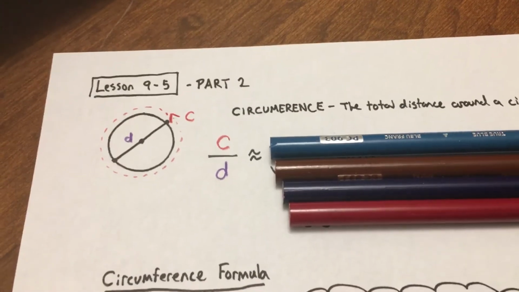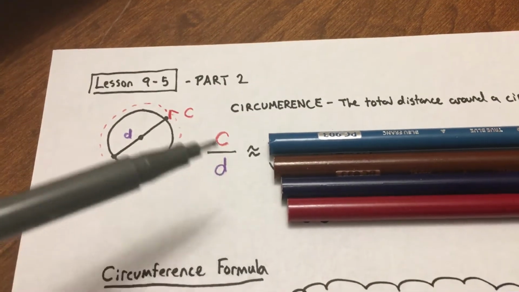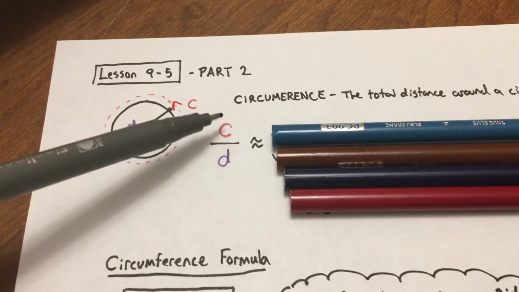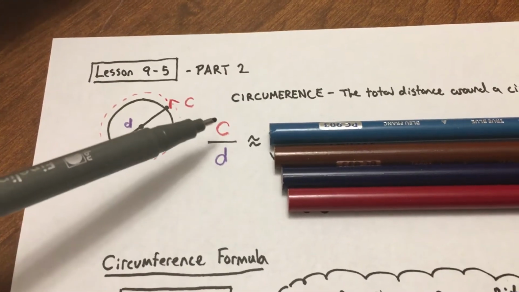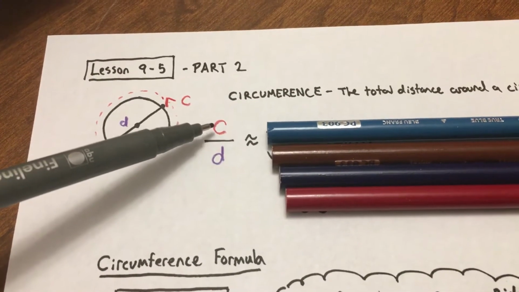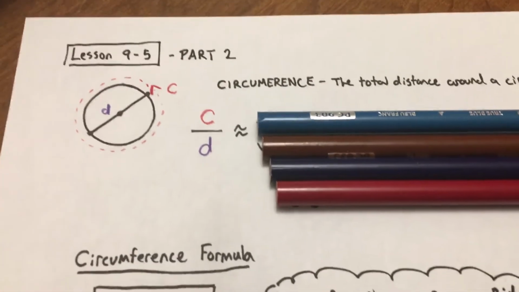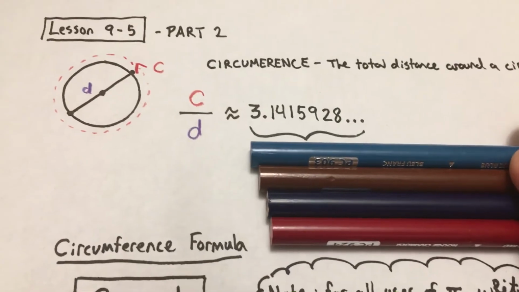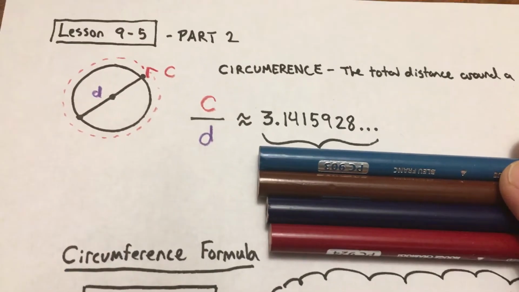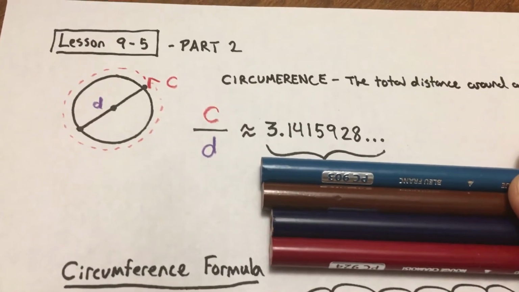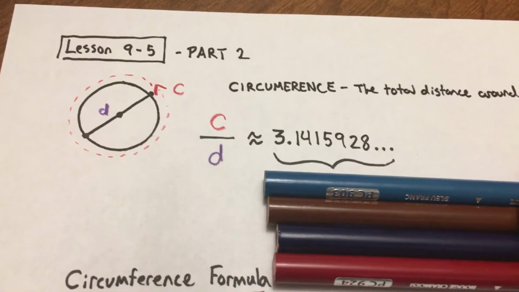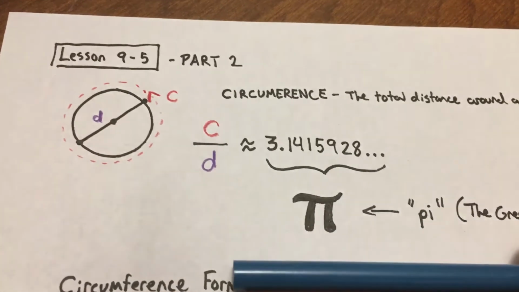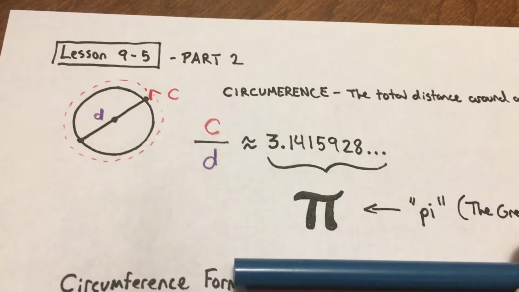Now there's a very unique relationship when we look at the ratio of any circle to its diameter. If you were to divide a circle's circumference by its diameter, you basically end up with a non-repeating, non-terminating decimal, 3.1415928. Probably sounds like a familiar number to you. Well, it should, because that is the number pi.